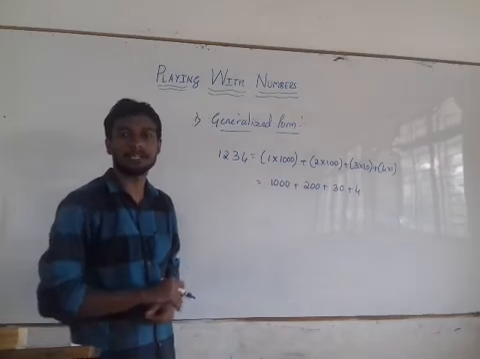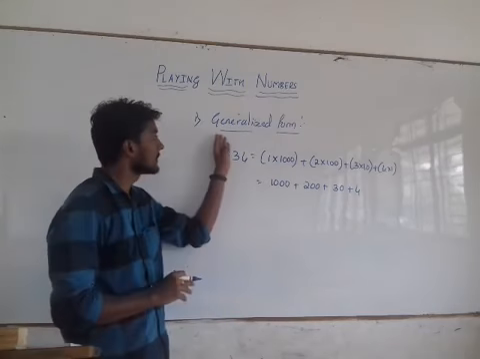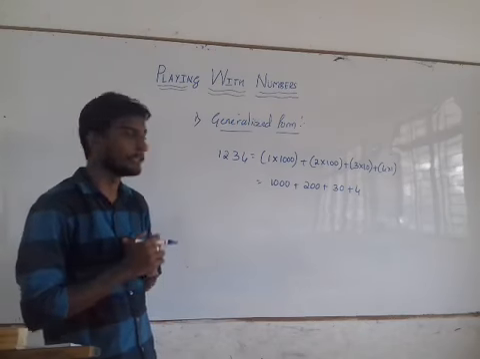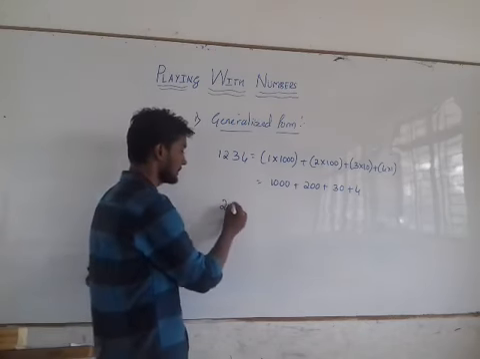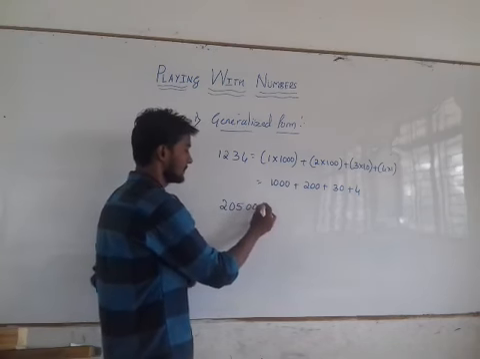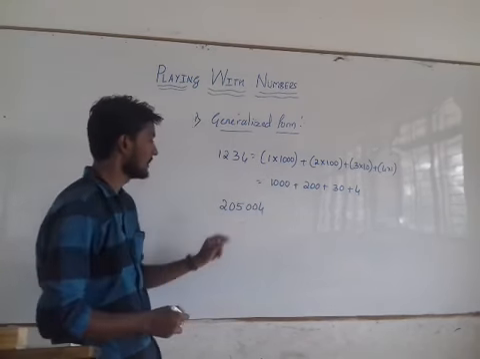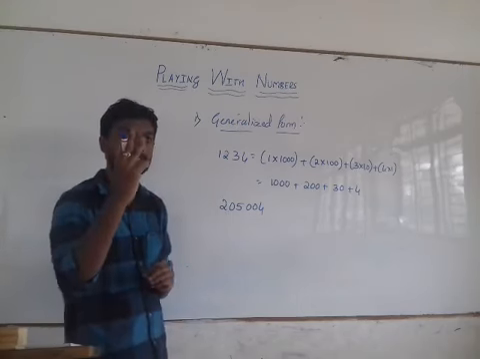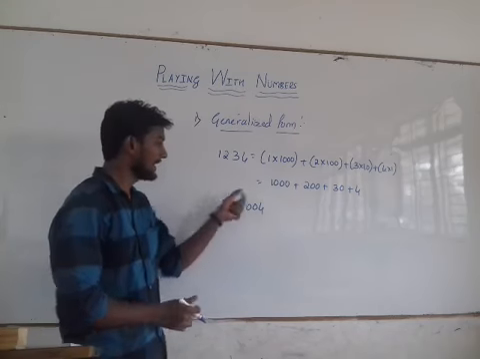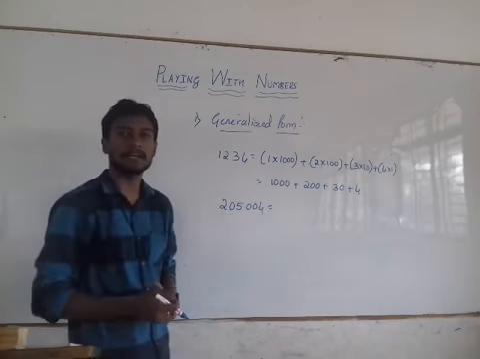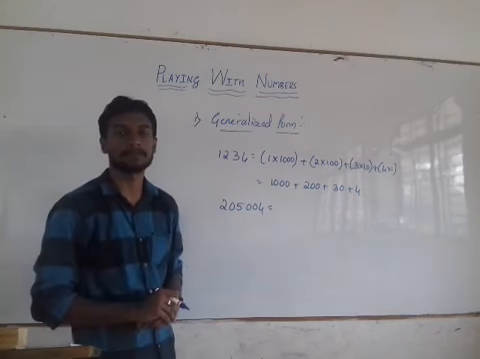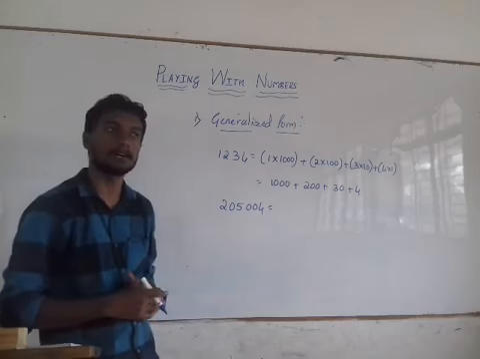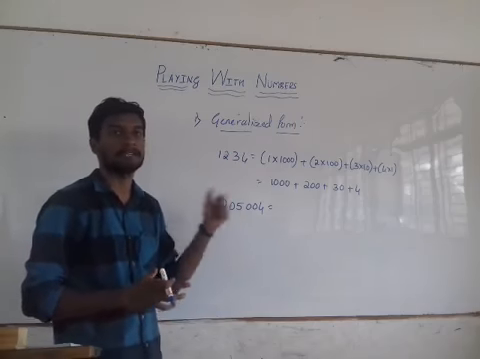So let us take one more example. Then it will be clear what the generalized form is and how to write a number in the generalized form. Let us consider one more example: 2,05,004. In this number we have zeros. While expanding a number, you can consider the zeros or you can skip them. I will write it both by taking the zeros and without taking the zeros. I will show you how to write a number in the generalized form.